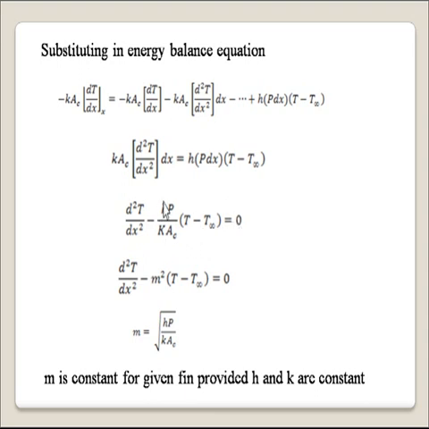Now putting hp upon Kac equal to m square, which is one parameter that is a combination of h, p, k, a, the equation becomes d square t upon dx square minus m square (t minus t infinity) equal to 0, where m equals root of hp upon Kac. M is constant for a given fin if h, the convective heat transfer coefficient, and k, the thermal conductivity of the material of the fin, are constant.